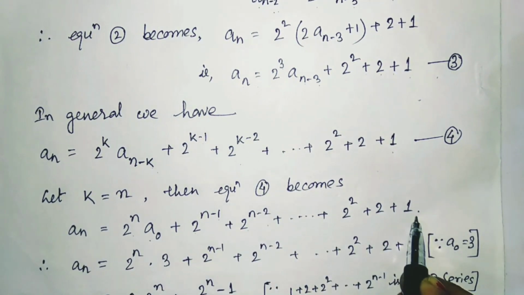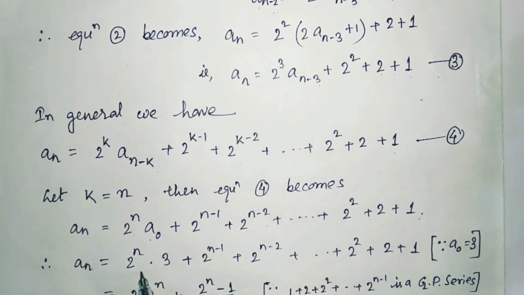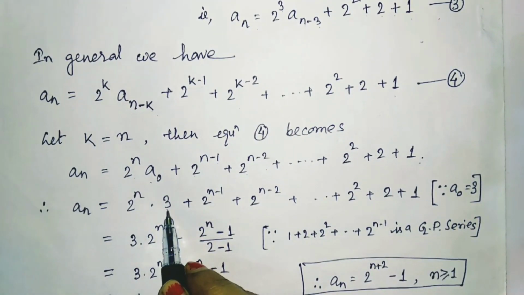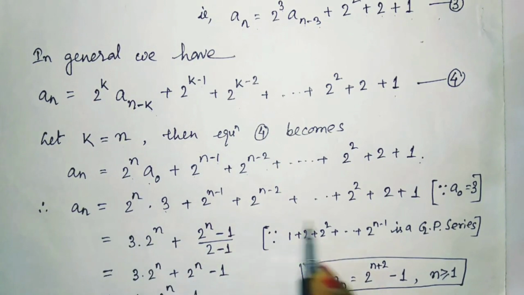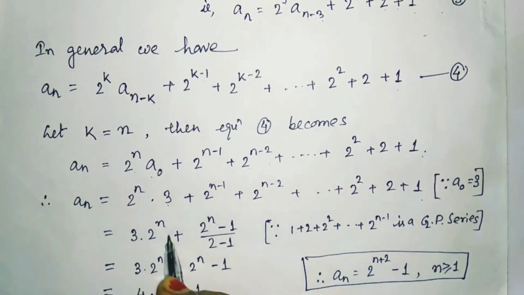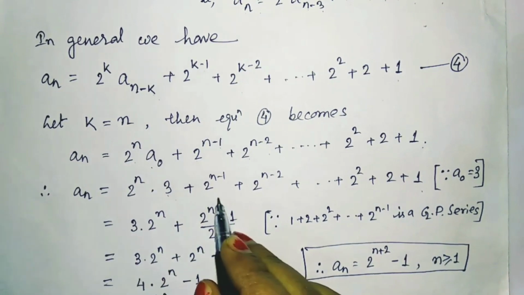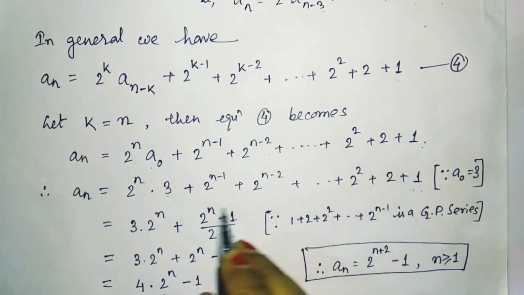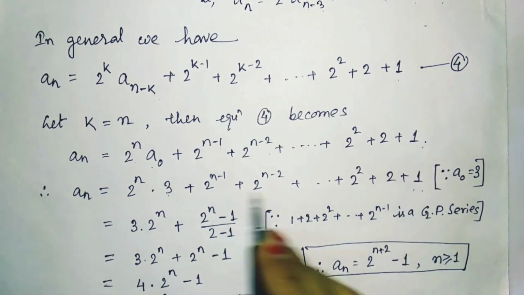Now if we simplify, then we should substitute a_0 = 3 as it is the initial condition. Then the remaining part is the same. After that, we will find out that except this first term, all the remaining terms are in a GP series. So this is a finite GP series with a total of n terms.